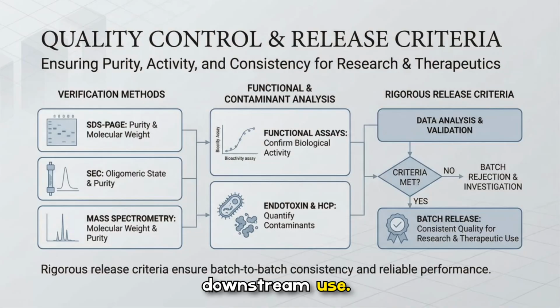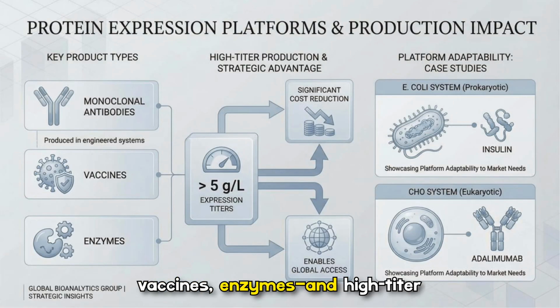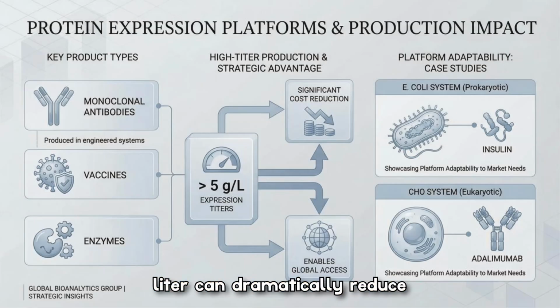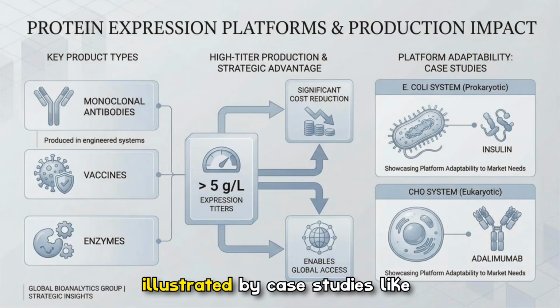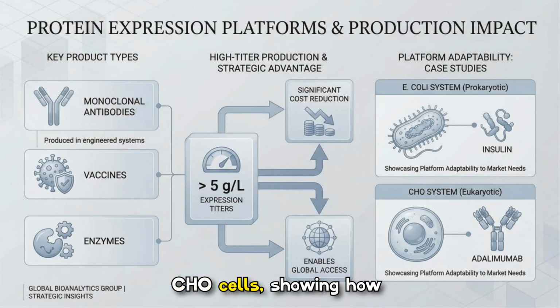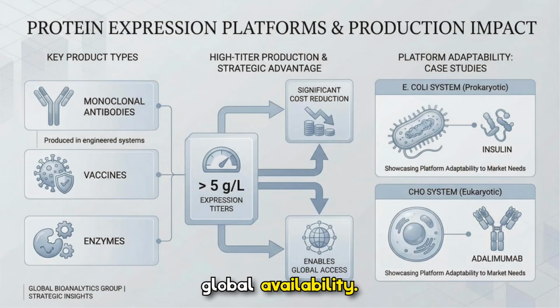Different platforms support distinct product types: monoclonal antibodies, vaccines, enzymes, and high-titer production above 5 grams per liter can dramatically reduce costs and expand access. Platform adaptability is illustrated by case studies like insulin in prokaryotic systems and therapeutic antibodies in CHO cells, showing how matching platform strengths to product needs unlocks scale and global availability.